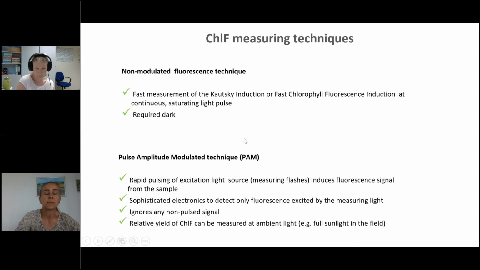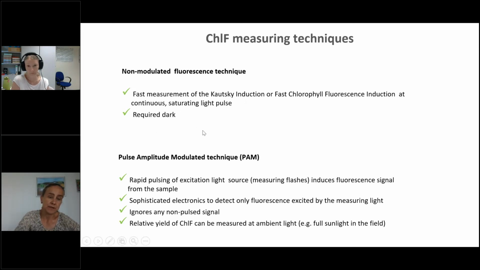It's a little bit simplified, but basically I would differentiate the chlorophyll measuring techniques into non-modulated fluorescence techniques, which are techniques primarily referring to OJIP type of measurement techniques, fast measurements of fluorescence inductions in continuous and saturating light pulse, techniques that require dark adaptation.